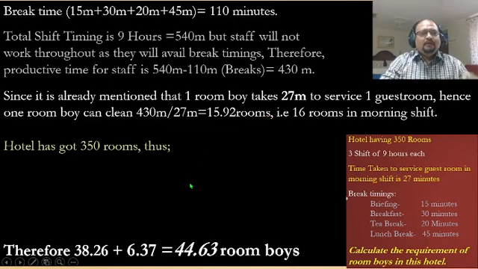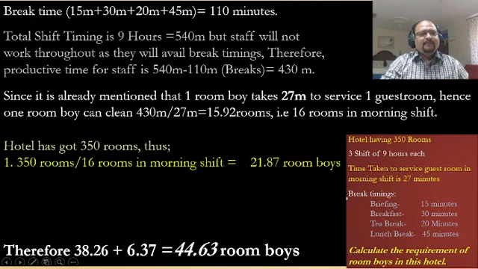Now, this hotel has got 350 rooms, and you know one room boy can clean 16 rooms in morning shift. That means how many room boys you need? You have 350 rooms, and 16 rooms can be cleaned by one room boy. So once you divide 350 by 16, you get 21.87 room boys. That means in this given situation, you need 21.87 room boys in morning shift, but there are 3 shifts.